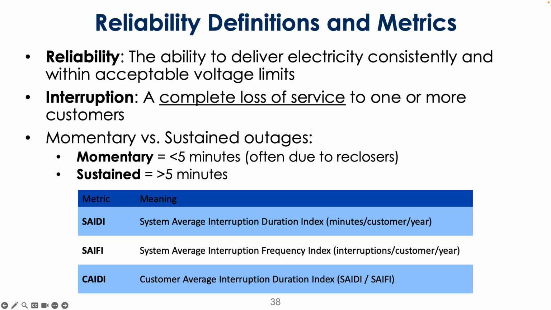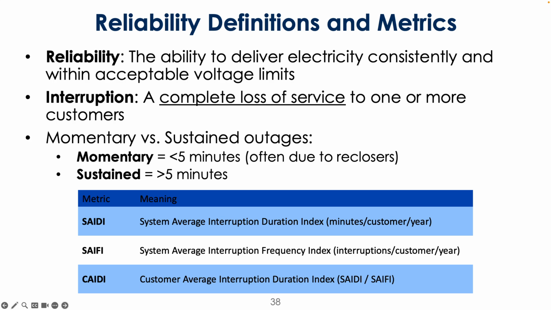There are a number of different metrics we use to measure things like reliability. SAIDI, the System Average Interruption Duration Index, is how long, on average, a customer may expect to be interrupted over the course of a year. SAIFI is the System Average Interruption Frequency Index. This is essentially how many times a customer might expect to get interrupted in a particular year.